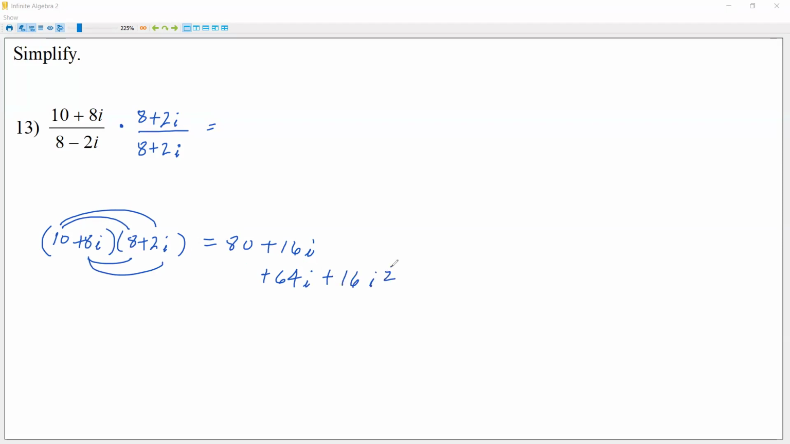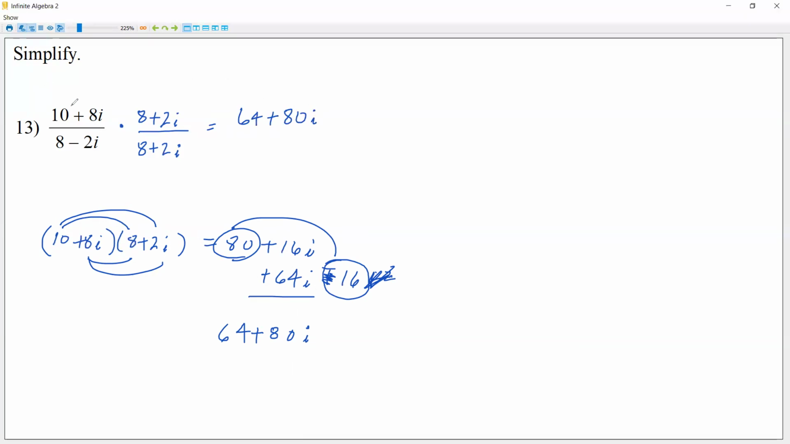Anytime you write i squared, you go ahead and mark through it and change the sign to the opposite. So this is a negative 16 and an 80 that we could combine together. So 80 minus 16 is what, 64? And then we have 16 plus 64, and those are both i terms. So that is what, 80? Yeah, that makes sense. Okay. All right. So the top here is 64 plus 80i.